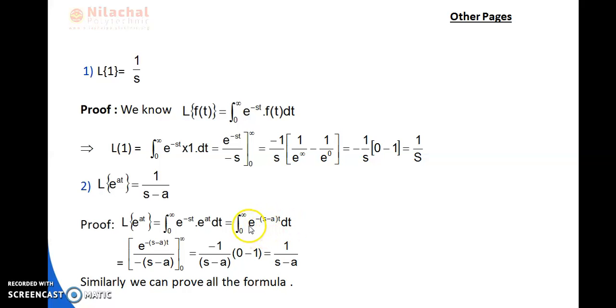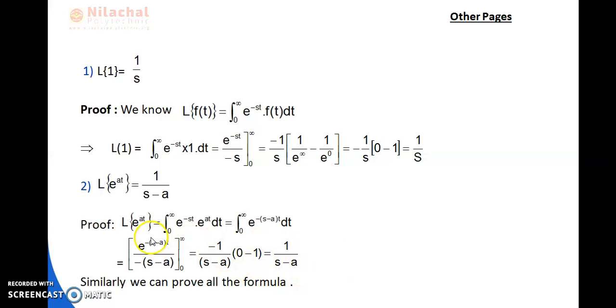And we know the integration of e to the power at is e to the power at by a. So here minus of s minus a is your constant, and this constant will be divided. So its integration is e to the power minus of s minus a t, whole divided by minus of s minus a, from 0 to infinity. That equals minus 1 by s minus a, keeping outside, and this term by applying infinity it will become 0, and by applying 0 it will become 1. So that equals minus 1 times minus, means plus 1 by s minus a.